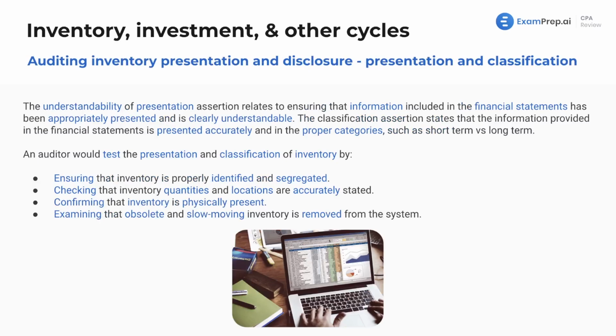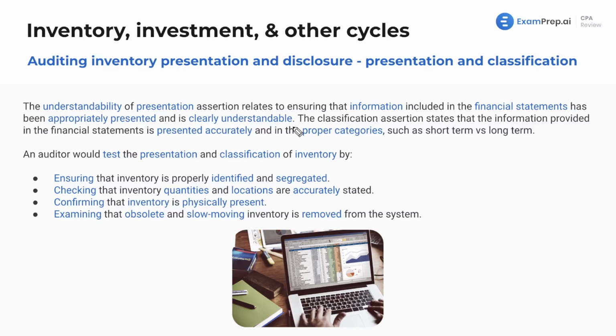Presentation and classification. Understandability of presentation relates to ensuring that information included in the statements has been appropriately presented and is clearly understandable. As we mentioned before, all the dollar amounts could be great, everything else could be great. There could be no completeness or existence concerns.